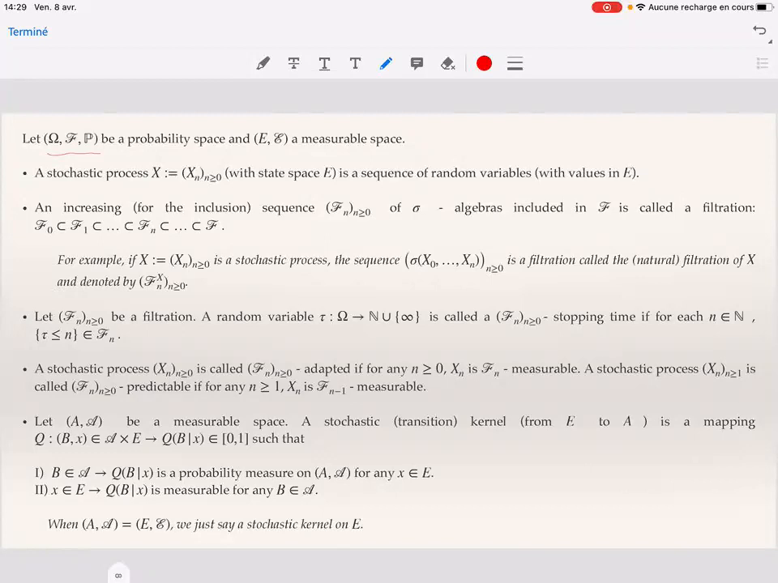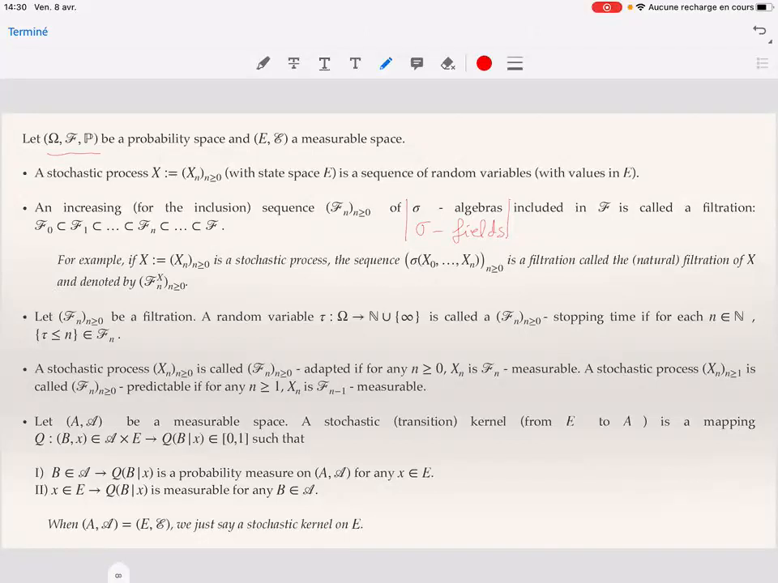So what is a filtration now? A filtration is a mathematical notion of information in probability theory. It represents the information that you have at each step of time n. It is just a collection of sigma fields, sigma algebras, which is increasing with respect to inclusion. I use both terms, sigma field and sigma algebra, synonymously. So F0 is included in F1, included in F2, included in Fn, and all these sigma fields are included in the big sigma field F of the probability space.